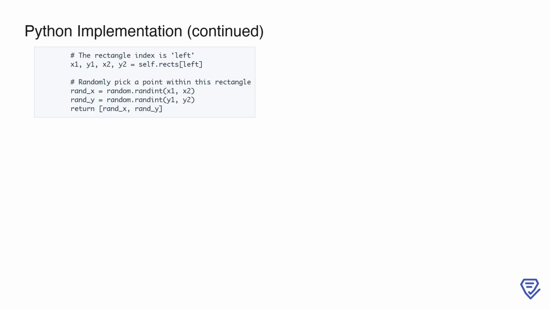To select a random point within this rectangle, we generate a random x-coordinate between x1 and x2 and a random y-coordinate between y1 and y2, ensuring each point within the rectangle is equally likely to be picked. Finally, we return these coordinates as a list, representing the randomly chosen point.